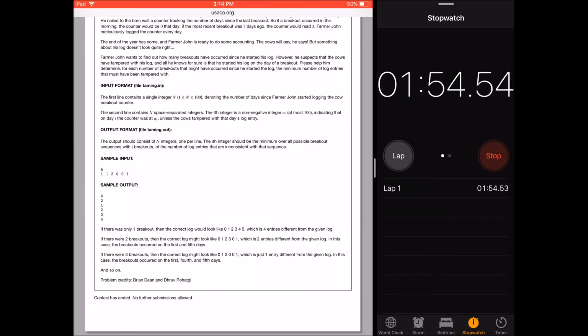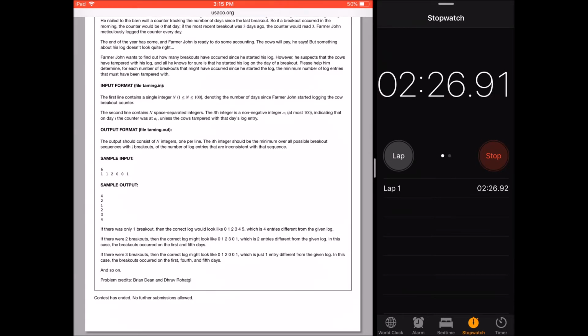For each I, output the minimum number of changed entries for sequences with I breakouts. Oh, so looking at the note on the bottom, if there's only one breakout, the log would look like what they show, which is 4 entries different from the given log. If there are 2 breakouts, how many entries are different, and so on and so forth. Okay, I get the problem, and it's been like 2 minutes, but I get the problem.